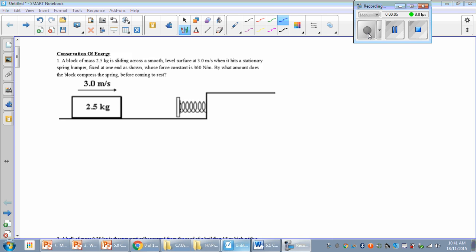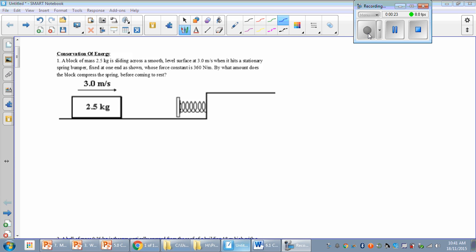Alright, so now we are going to solve some conservation of energy problems for those of you that struggled with that assignment. The first question says that there's a block. It's moving at 3 meters per second. How far will it compress that spring?